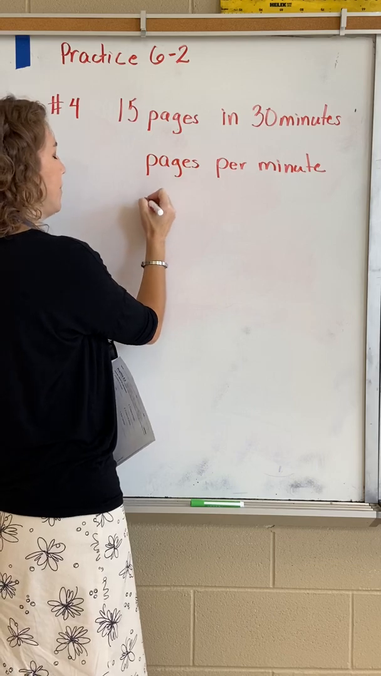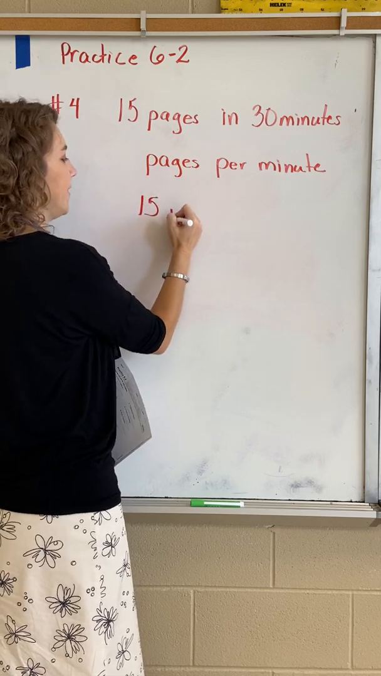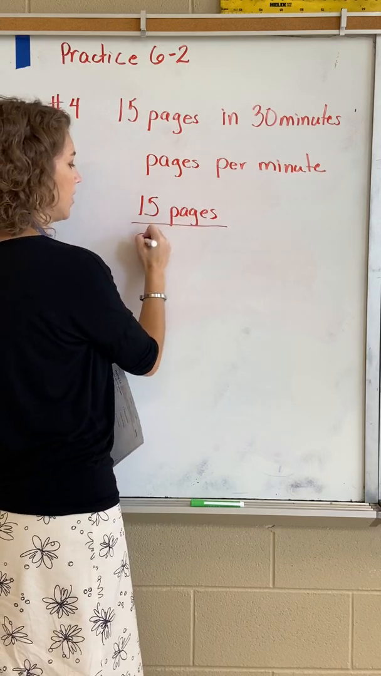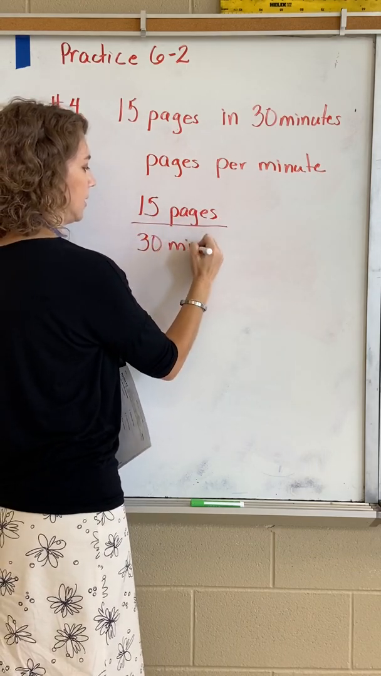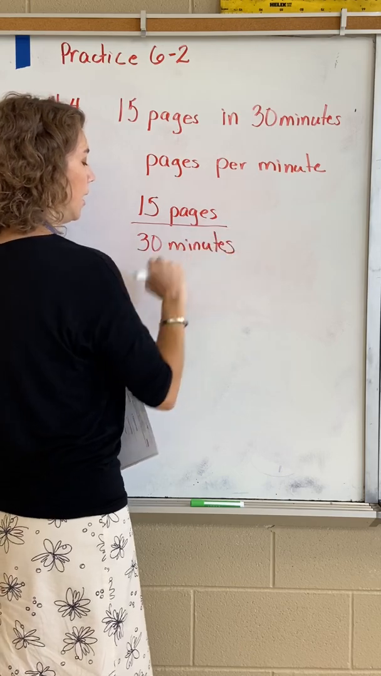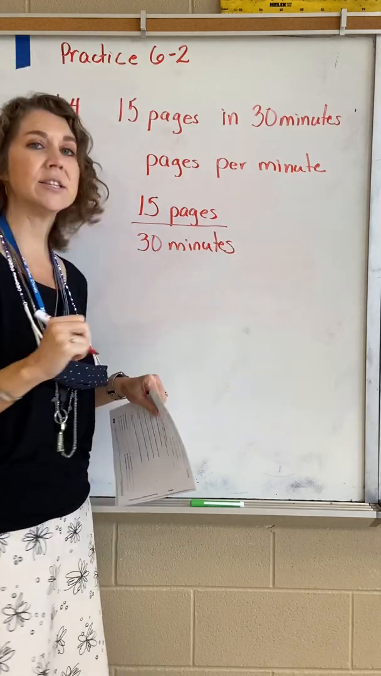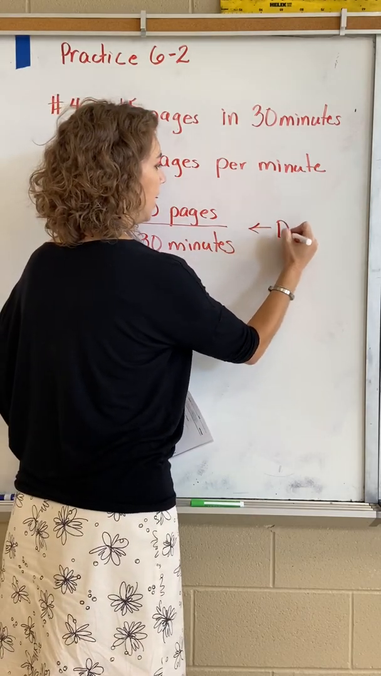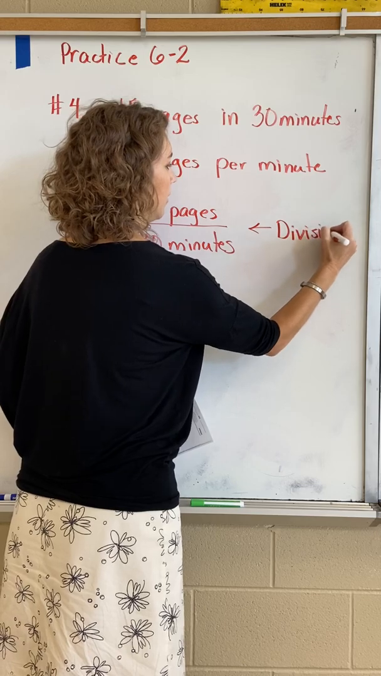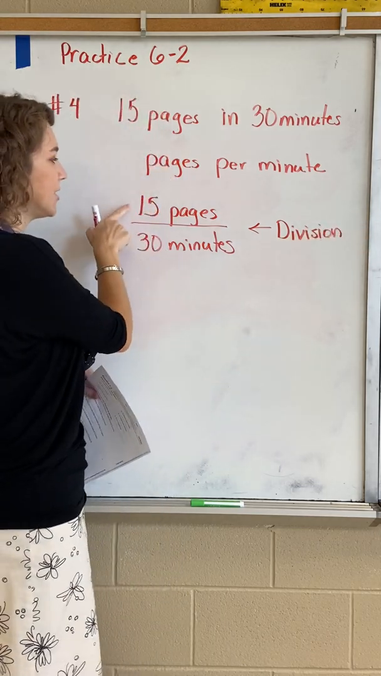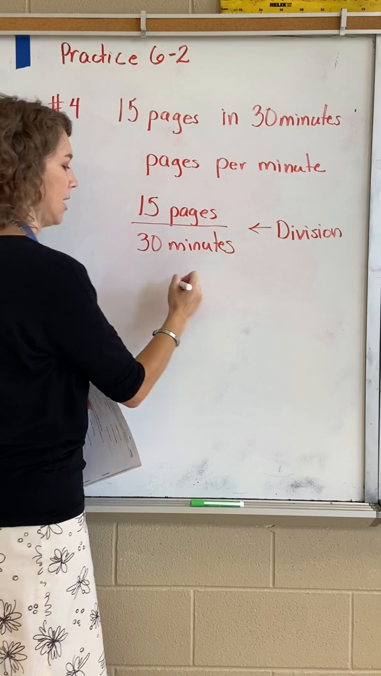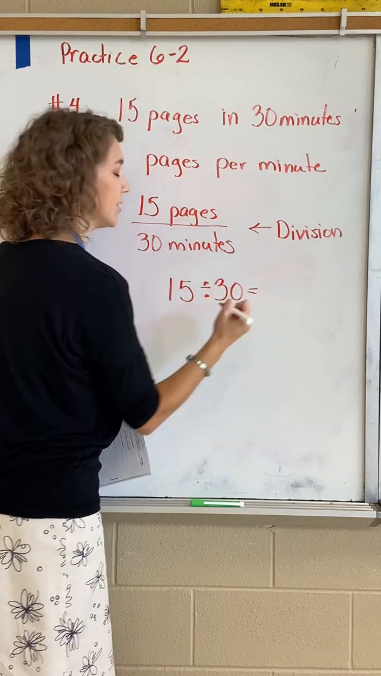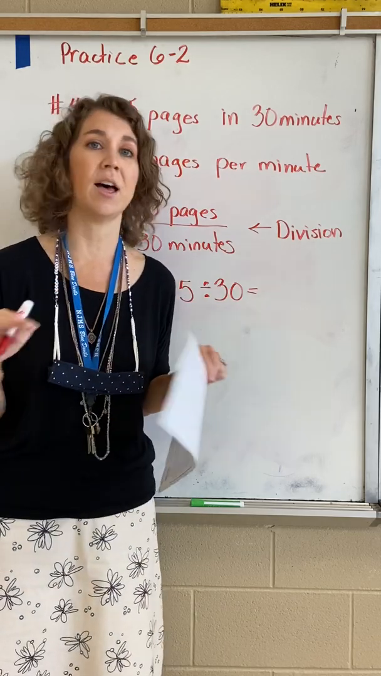And I'm going to set this up in fraction form. So 15 pages per 30 minutes. Now, if you look carefully, this answer is not going to be 2. Remember, the fraction bar is a division sign. Fraction bar means to divide. So this is 15 divided by 30. The answer is not 2.